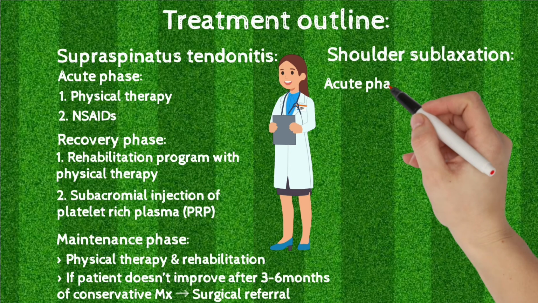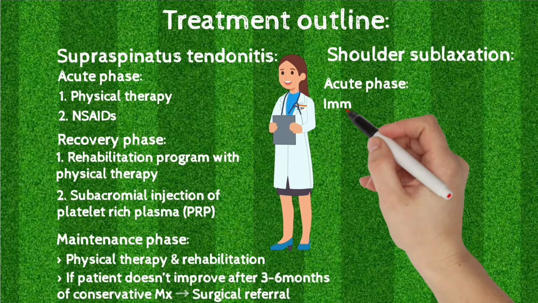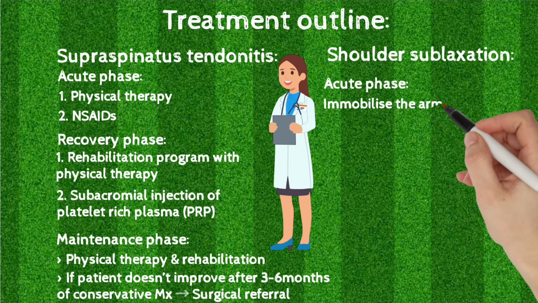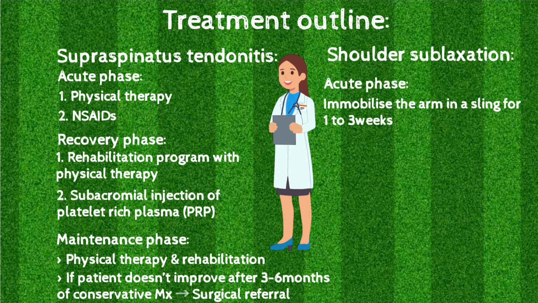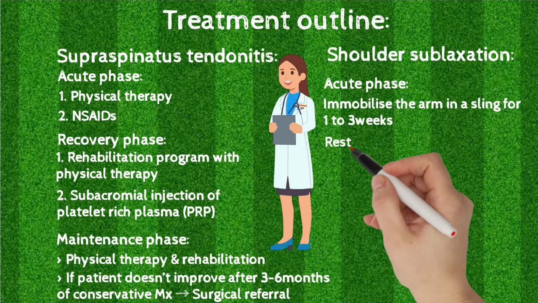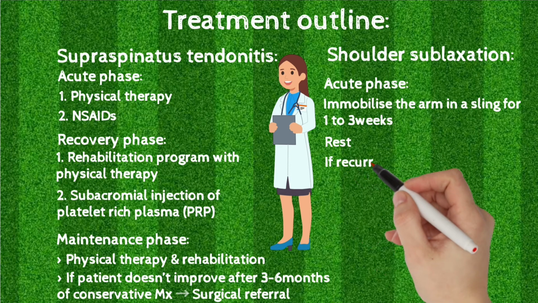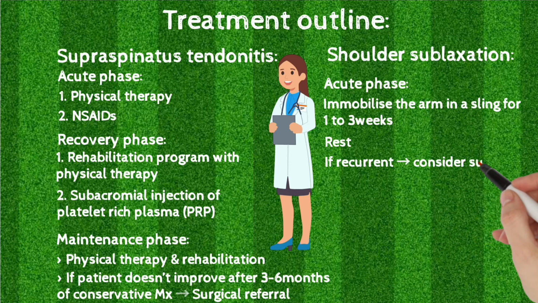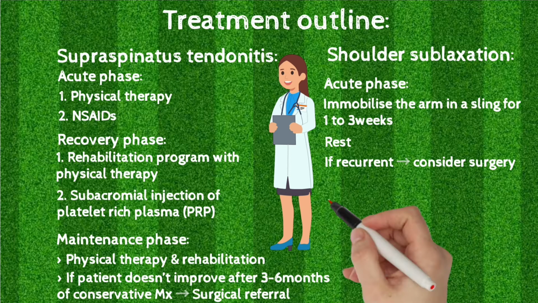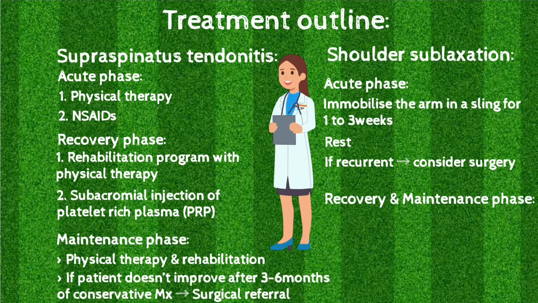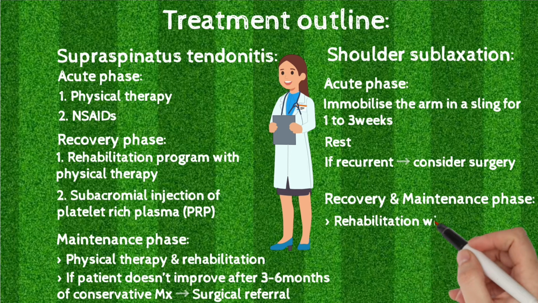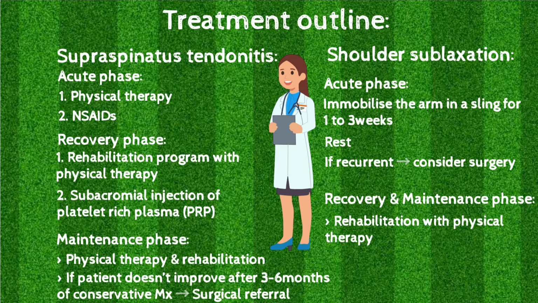Now the treatment outline of shoulder subluxation. In acute phase, immobilize the arm in a sling for 1 to 3 weeks with rest. If recurrent shoulder subluxation or dislocation, consider surgery. In recovery and maintenance phase, give rehabilitation with physical therapy, and we can also give surgical therapy if needed.